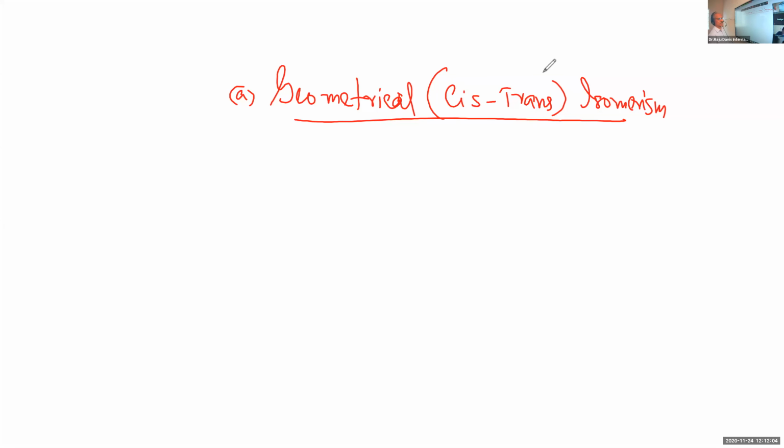This isomerism is seen in alkene derivatives, in alkene compounds. You know, in alkenes there will be a carbon-carbon double bond. So geometrical isomerism is seen in compounds which have carbon-carbon double bonds, or alkenes. So alkene-like compounds can show cis isomerism or geometrical isomerism.